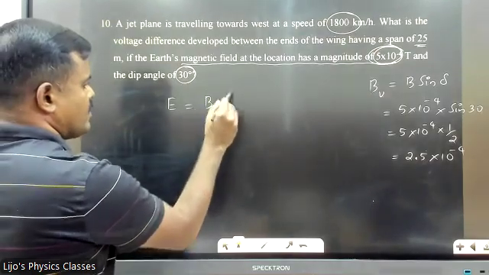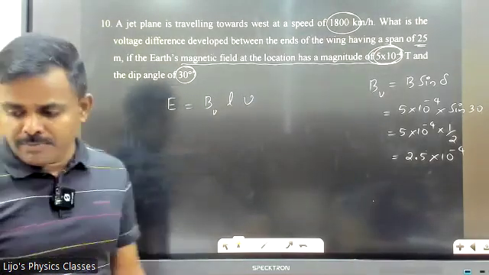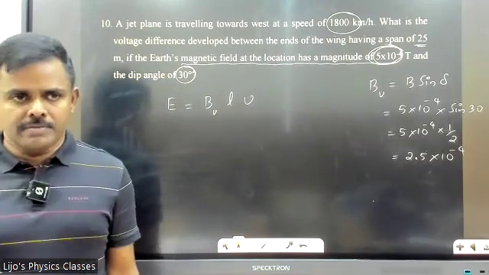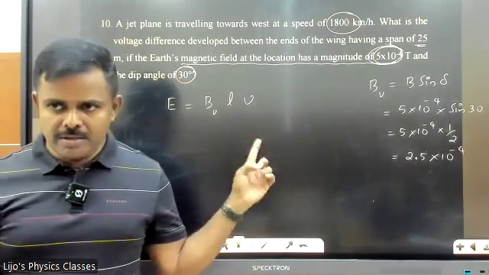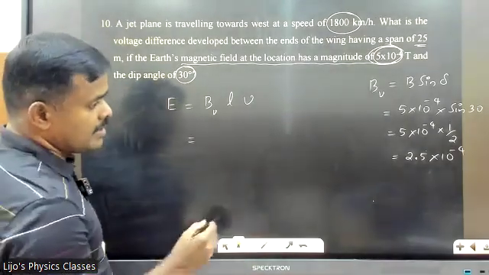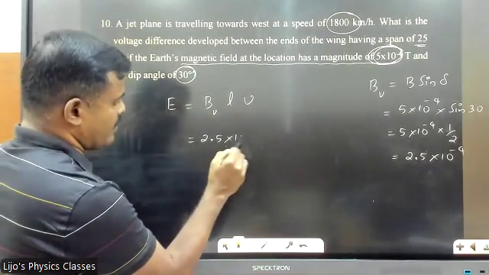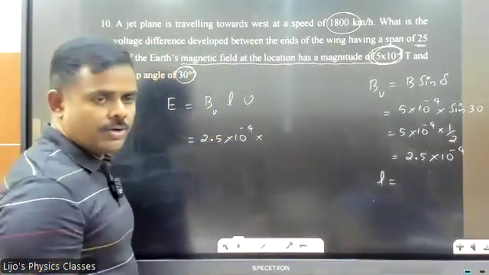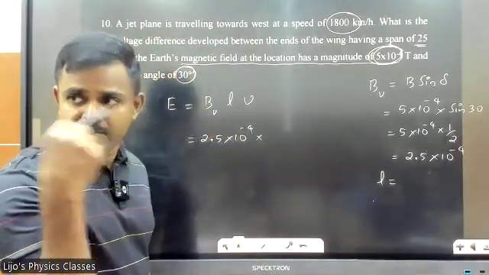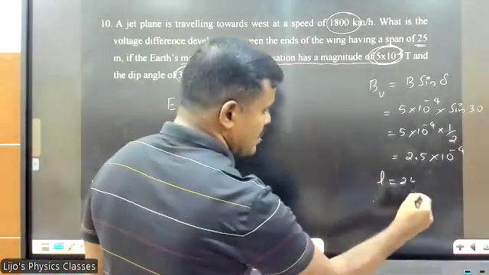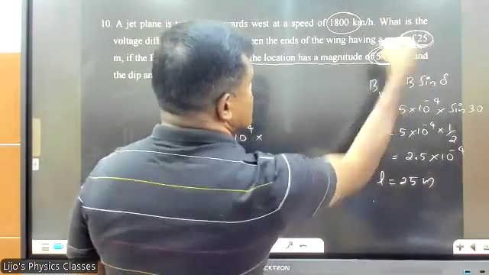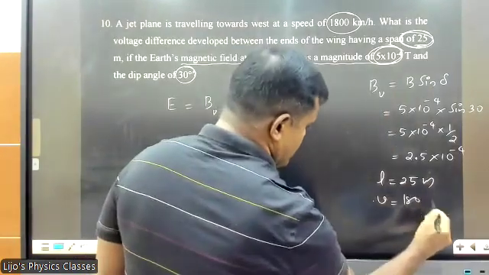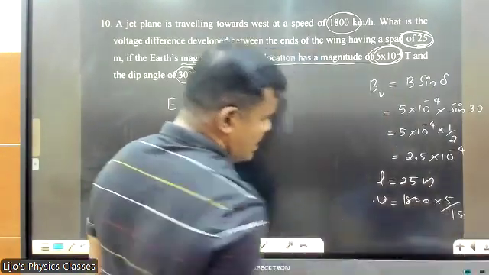Now write the EMF. What is the equation for motional EMF? BLV. It's in fact BV into LV, because the vertical component is important. So what is BV here? BV I have found over there, 2.5 into 10 raised to minus 4. For the length of the conductor, I had told you that here the conductor is the wingspan, or the wings. So the wingspan should be taken as the length, 25 meters. Look at that, the wingspan is given as 25 meters. Into velocity. The velocity of the plane is 1,800 kilometer per hour into 5 by 18.